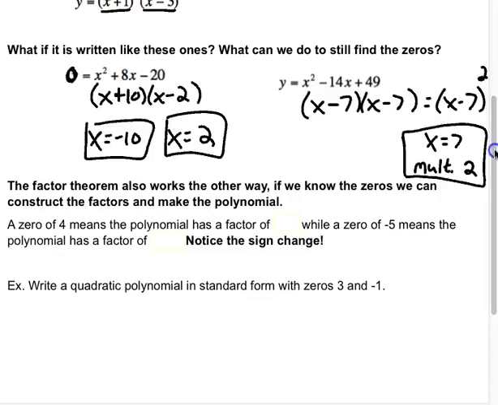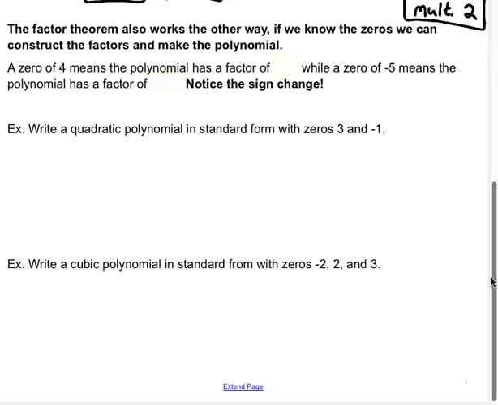All right, now the other really cool thing is if I give you the zeros, you can therefore reconstruct the polynomial that made it, which sounds complicated, but it's actually really doable. So a 0 of 4 basically means that my polynomial needs a factor of x minus 4. If I have a 0 of negative 5, it means that I must have a factor of x plus 5.